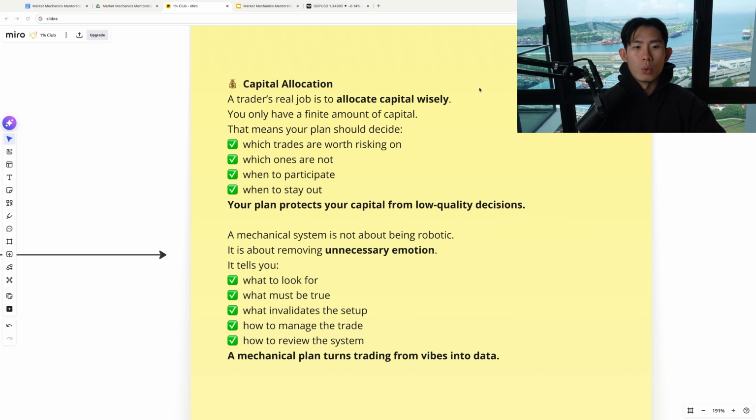Right? Because the reason why it needs to be simple is because you need to apply it in real time without confusion. But when there's confusion, when your trading plan is 10 pages long, what tends to happen is that, like I said, emotions take over.